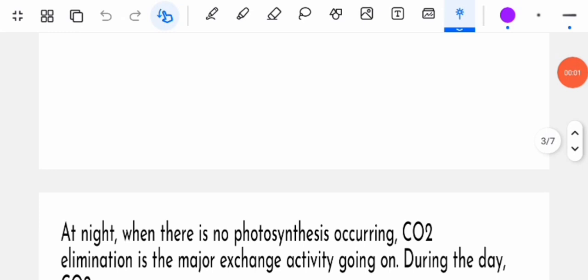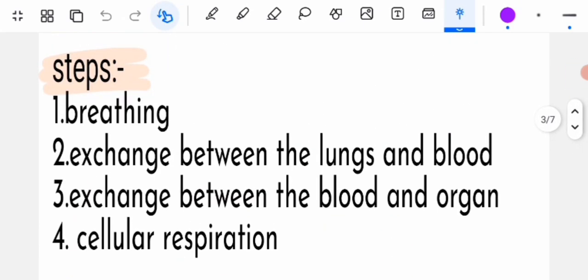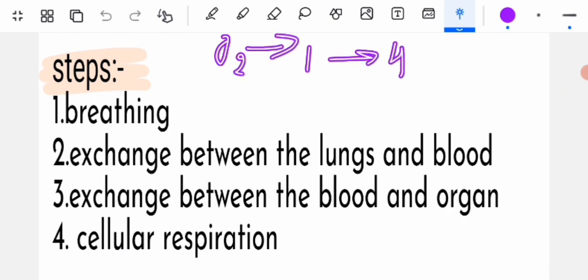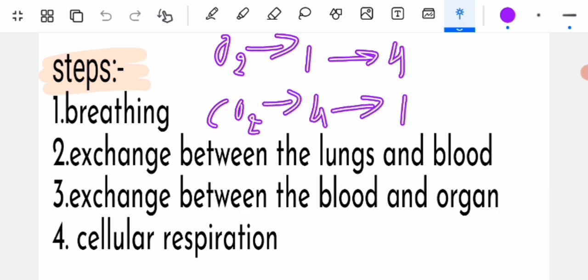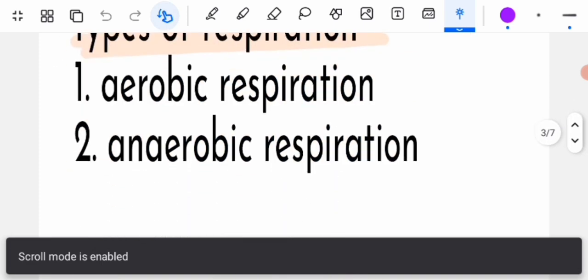One more important thing: we have seen these steps in respiration है ना. O2 is transported from 1 to 4 in this process, and CO2 is transported in the opposite way, from 4 to 1. Okay, that you have understood.